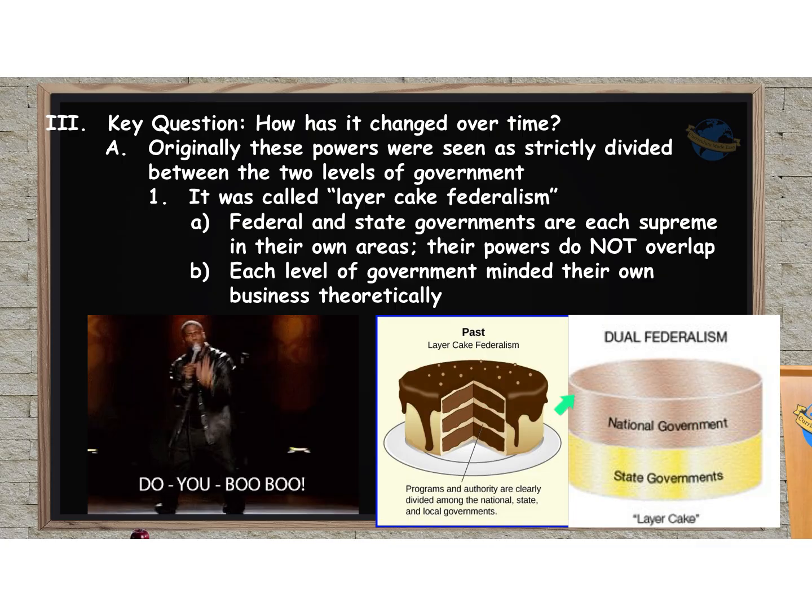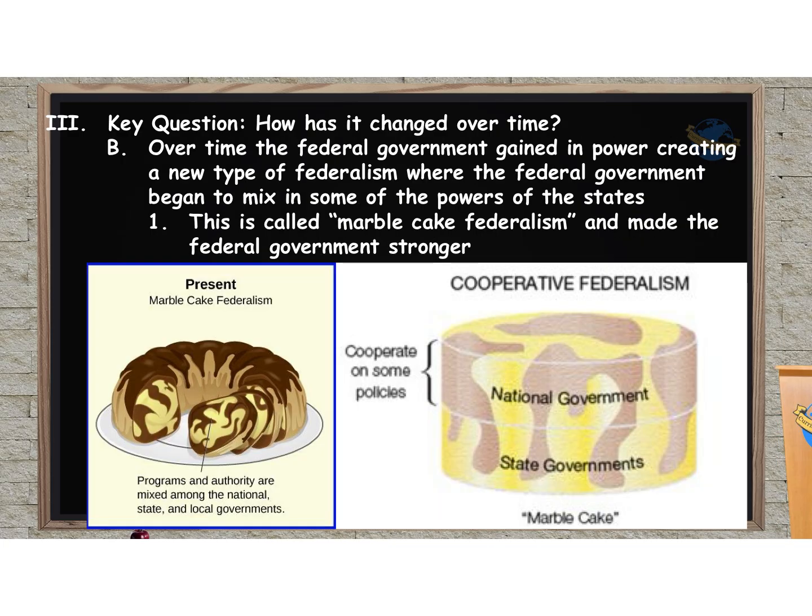The national government can make these types of laws, the state government can make these types of laws, and there is no intermixing of the two. Each level of government minded their own business, theoretically. Over time, the federal government began to gain more power, creating a new type of federalism where the federal government began to mix together with some of the powers of the states, much like vanilla and chocolate mixed together in what we know as marble cake. So we call this marble cake federalism, and this is what made the federal government stronger.